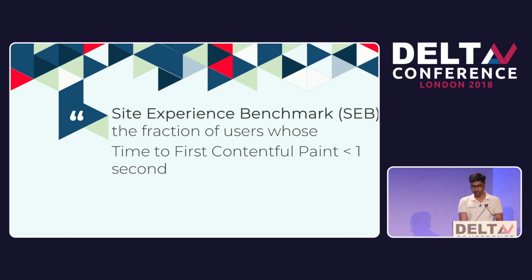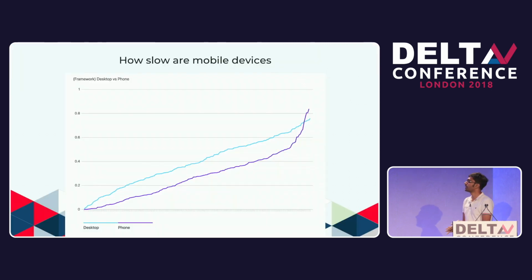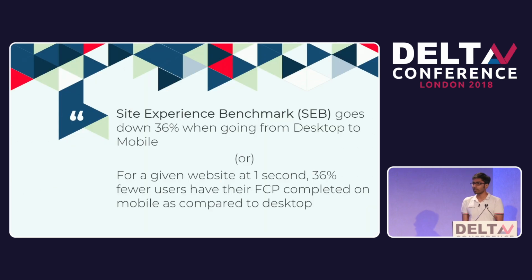So let's start off with something simple. We all know websites load much slower on mobile devices compared to desktop. So just to give you an idea of how things work, I took 50 websites from the Chrome User Experience Report and plotted the SEB metrics for desktop and mobile. Obviously, the SEB for desktop is higher than phone. And you can start quantifying this. You can say that site experience benchmark goes down 36% when going from desktop to mobile, which basically means that for a given website at 1 second, 36% fewer users have first contentful paint complete as compared to desktop.